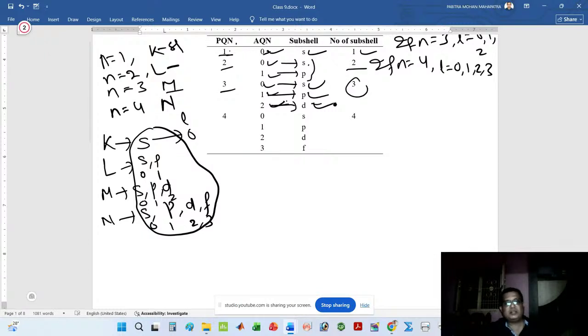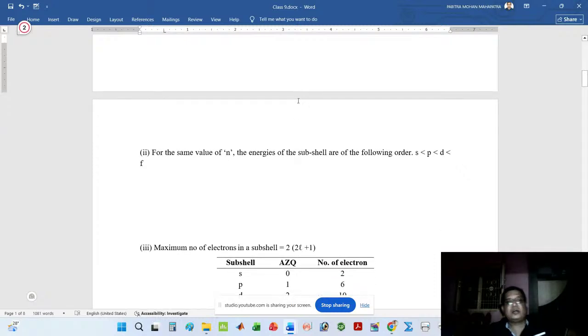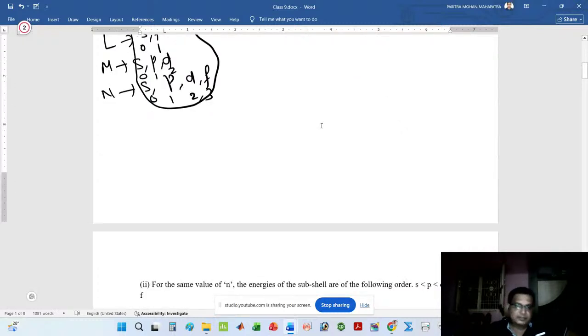One is S, P, D. Next, if you take n is equal to 4, then the L values are 0, 1, 2, 3. 0 already represents S, 1 represents P, 2 already represents D, the new value 3 represents F. Now there are 4 subcells. Each subcell is denoted by the azimuthal quantum number: S for 0, P for 1, D for 2, F for 3.